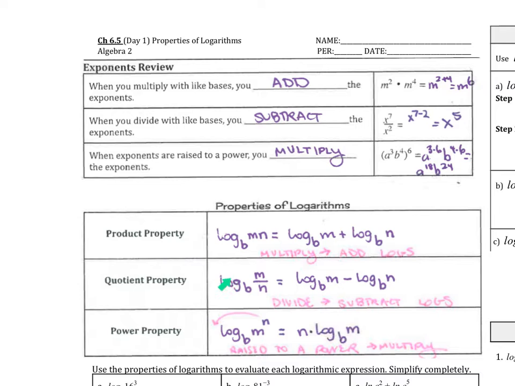Quotient property, so log base b, and you have m over n. So we're dividing, just like we do with exponents. We're going to subtract those logs when we expand it. Log base b of m minus log base b of n. Notice that m is first and the denominator is second. Order matters because we are subtracting.